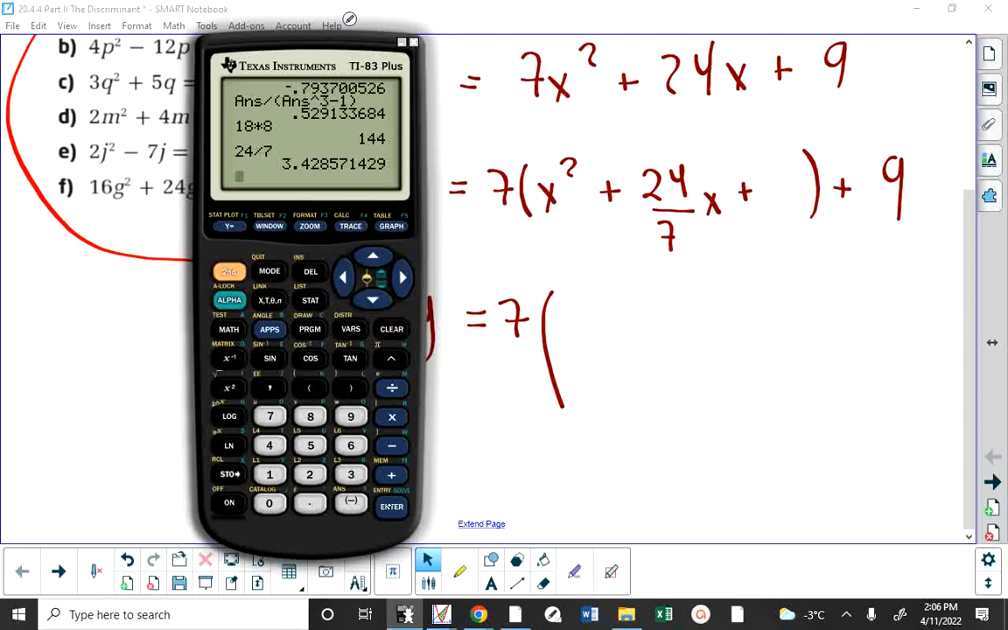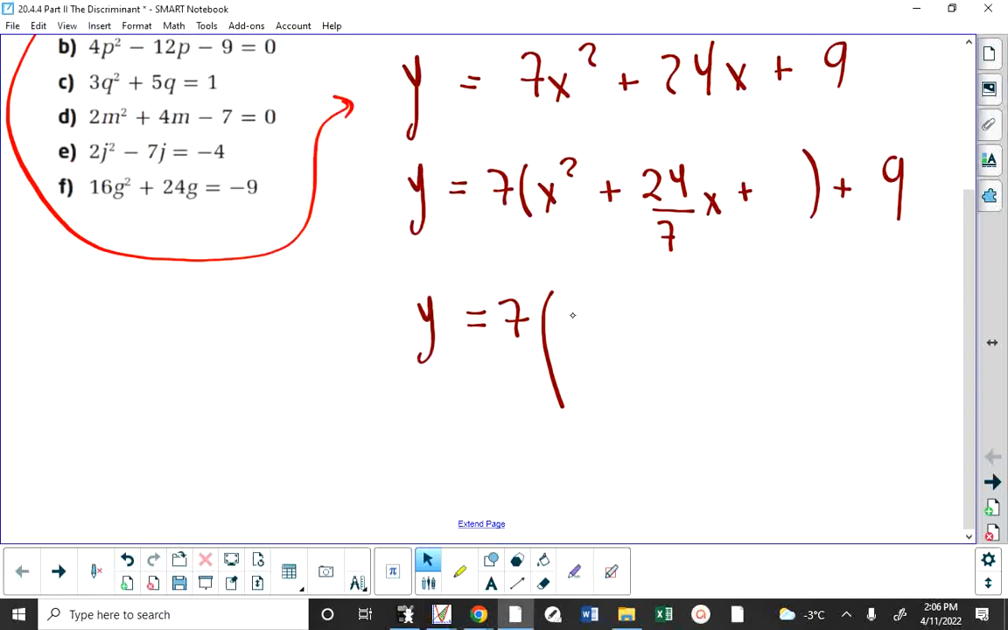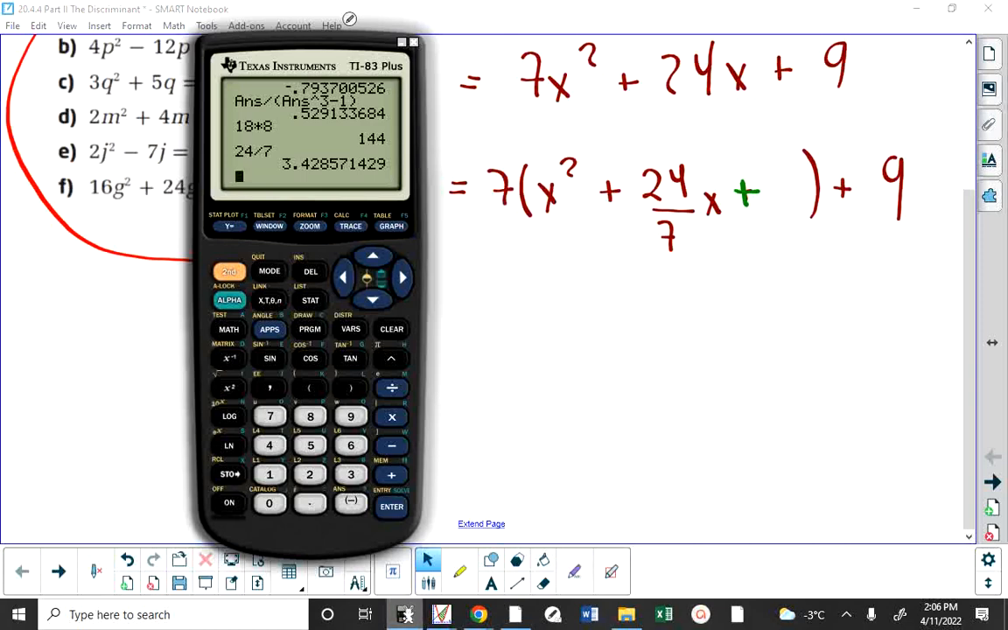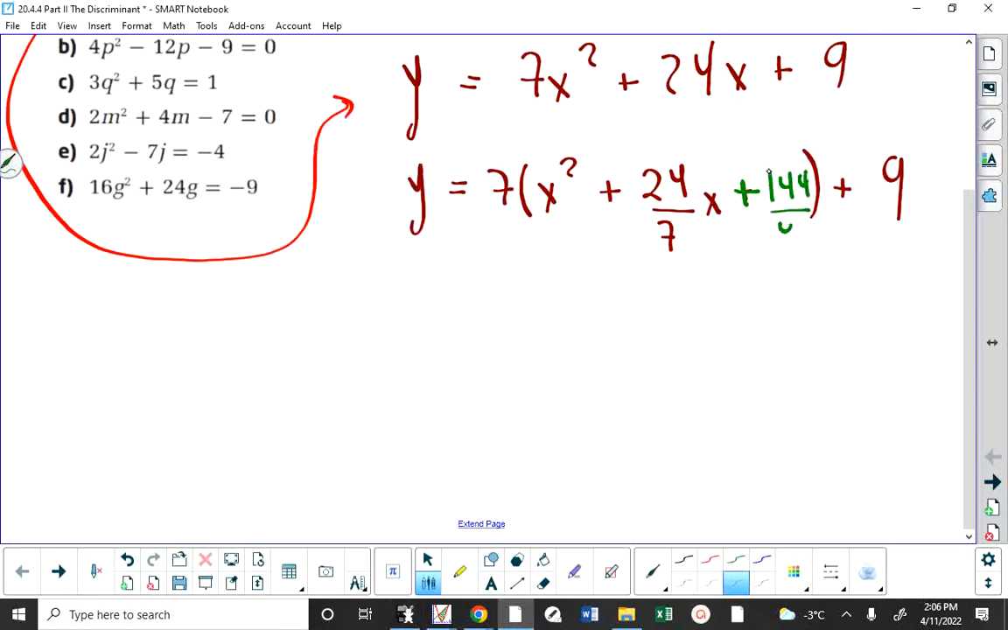Now I need to take, I guess I don't need to write this just yet. I need to add something in here, and I'm going to find out what that is by taking 24 over 7, there it is, dividing by 2, and squaring it. Now I don't know how good my calculator is with fractions. Worked out okay, 144 over 49. So I add 144 over 49.